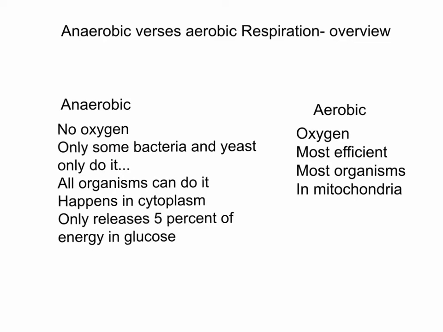That's why when we work out, our muscles hurt, because we actually do aerobic and anaerobic when we work out. Okay, when basically we can't get enough oxygen to our muscle cells. Anaerobic happens in the cytoplasm, so it literally just happens floating around in the fluid inside of the cell. And anaerobic only releases 5% of the energy in glucose. So this is not very efficient. So 5% versus 55 to 65%.